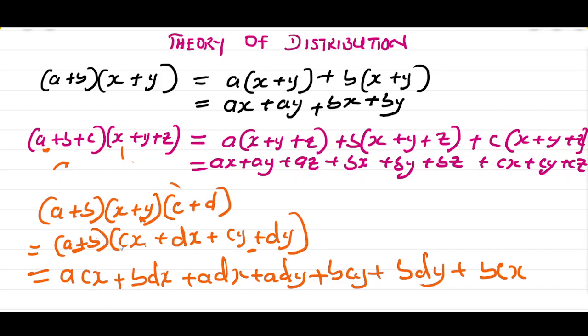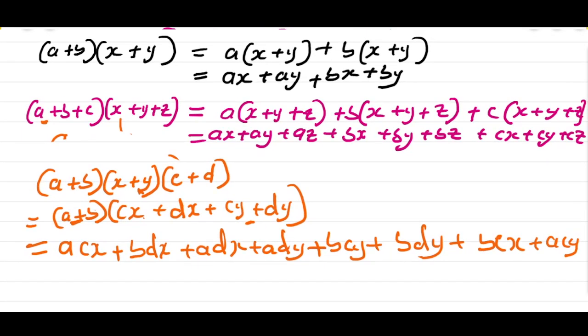And A has combined with Cx, dx. A has not combined with cy. And then A has combined with dy here. So we have a total of 1, 2, 3, 4, 5, 6, 7, 8.